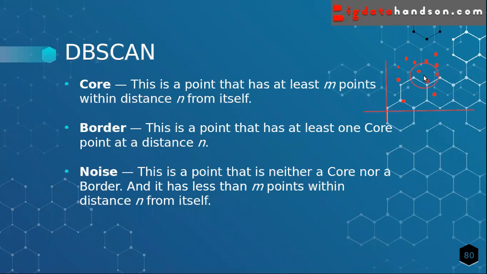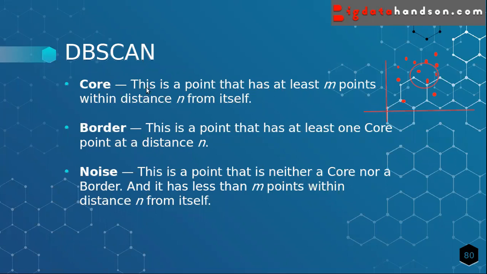So what happens is, we have given the minimum points parameter, right? Let's say I have given minimum points as 3. What happens is, I have created a circle with the radius epsilon, and in this circle we have the number of points we have given, minimum points assigned to 3. So in this circle we have 3 points, right? So this is a core point. This is the definition for core.